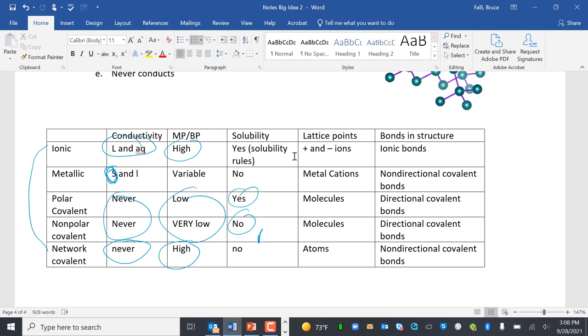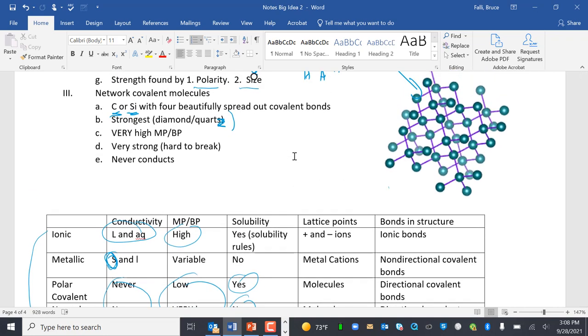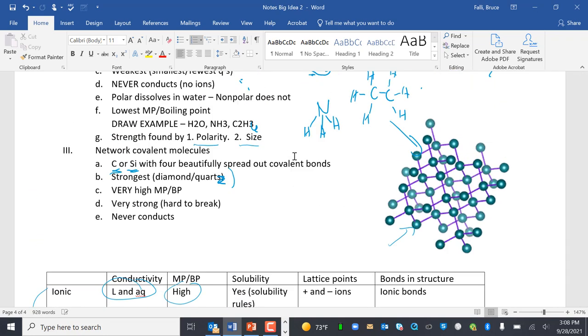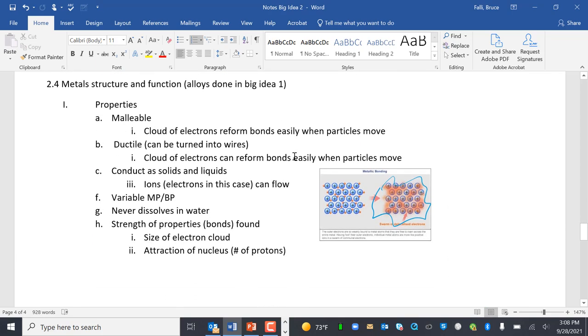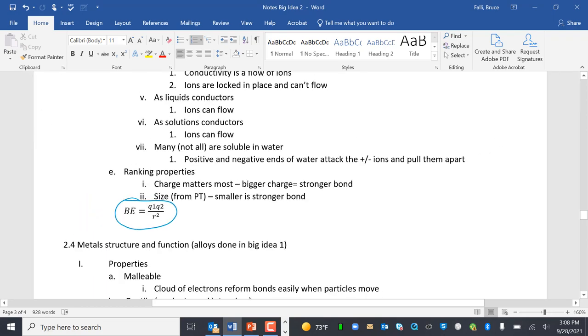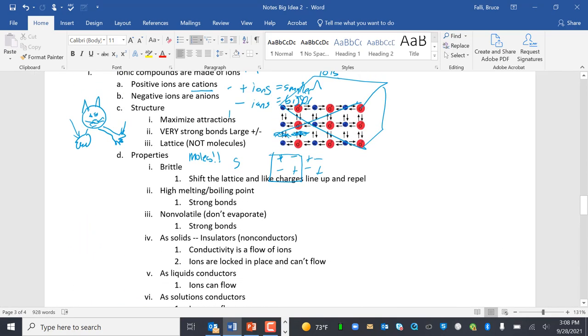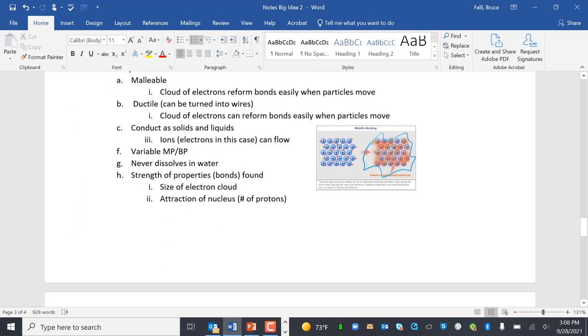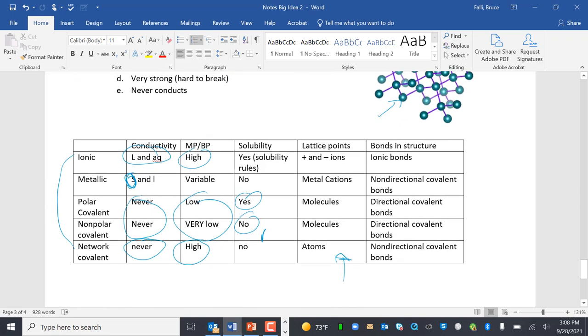The bonds and the structure, the lattice points are asked a lot. So that means when I draw this structure, see how this for the network covalent is atoms? And when I had it up here, the lattice points are positive ions. And when I had it up here, these are full charged ions. Okay, so those are the lattice points. And then the bonds, you might need to identify them as ionic, directional or non-directional covalent bonds. And that's it. That was quick, I hope.